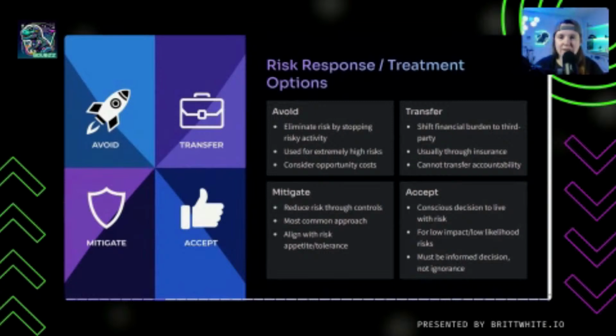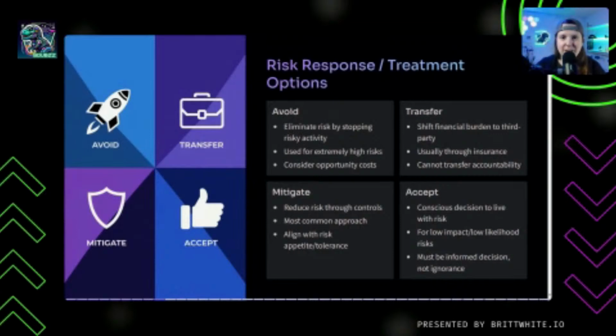We decide to live with the risk without implementing any additional controls. This is appropriate when the cost of mitigation outweighs the potential impact, or when the risk is inherently very low, or when no cost-effective mitigation is available. Risk acceptance must be a conscious and informed decision. This is made by the risk owners and senior management who fully understand the potential consequences. This is not simply ignoring the risk.